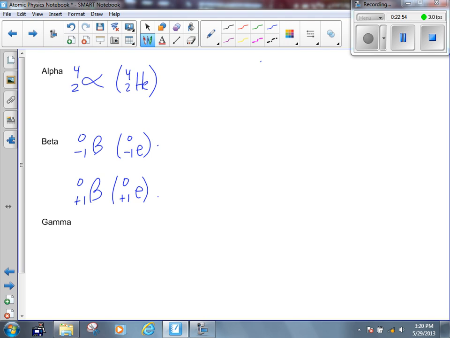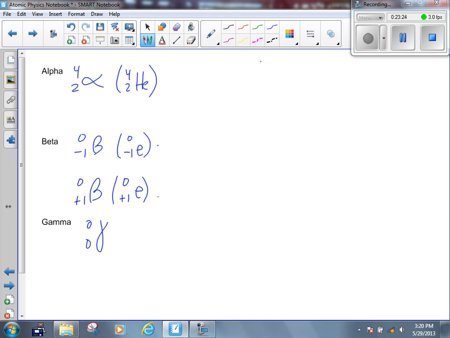Antimatter has the same properties as matter except for one thing. A positron is identical to an electron except for its charge. It's positively charged. It has the same mass. It's not a proton because it has the mass of an electron, but it's positively charged. Gamma decay. 0 protons, 0 neutrons, 0 electrons, 0 positrons.